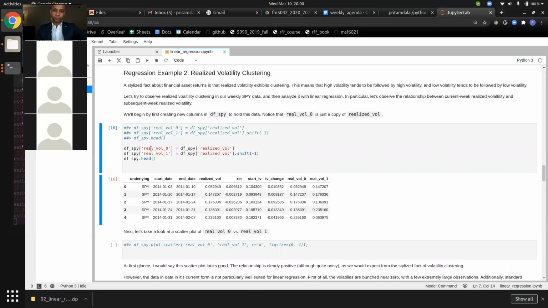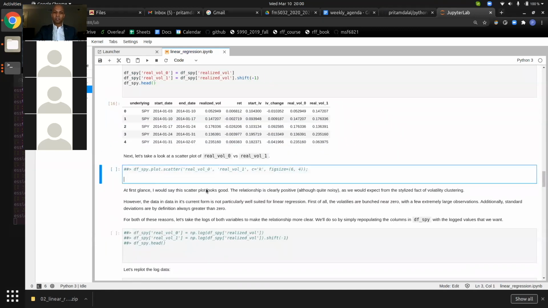Okay, cool. So here this is just a copy of realized volatility, and this is shifted up 1. So this is current week realized volatility, and this is the realized volatility for next week. So we're going to ultimately see how this predicts this. So let's take a look at the scatter plot here. Real vol 0. Real vol 1. The color is black.